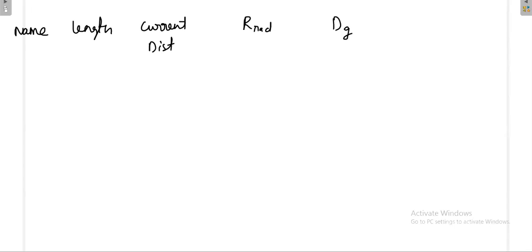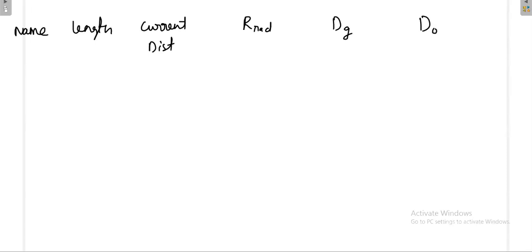First the name of the antenna, what is the length, current distribution, radiation resistance, and again what is directivity, directive gain value, and what is the maximum directive gain, that is directivity D naught.